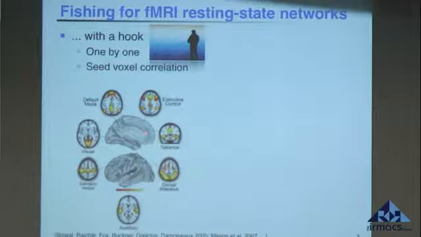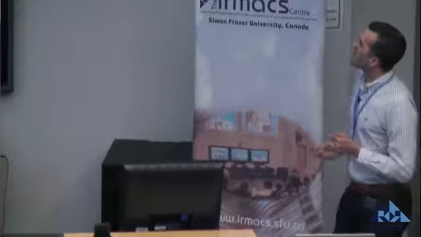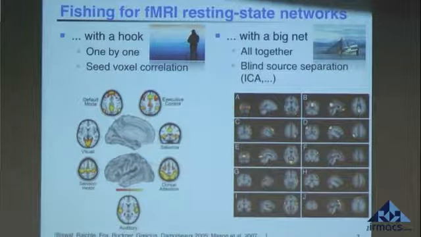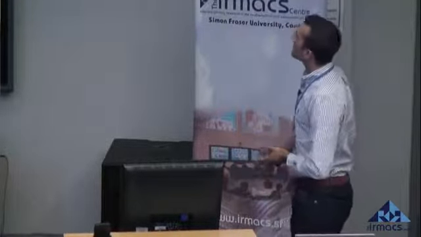Each time you have a seed voxel that has been chosen, and a corresponding resting state network that's lighting up. The other method is to rent a boat with a big net, and you go fishing, and this net is made such that you can take all the fish together. This would correspond to methods such as blind source separation, independent component analysis for example, which allow you to identify several networks in one step, and if you apply it to resting state, several resting state networks. So actually this has been a great market for the ICA methods people, the fact that people started to look into resting state.